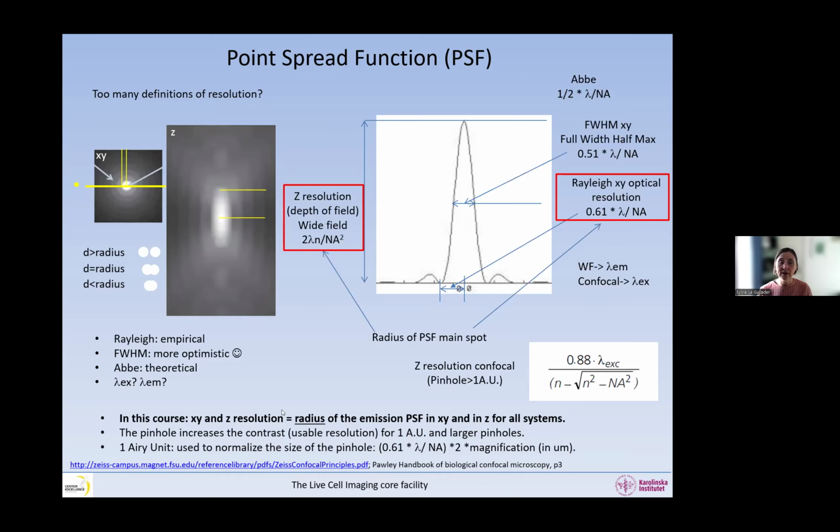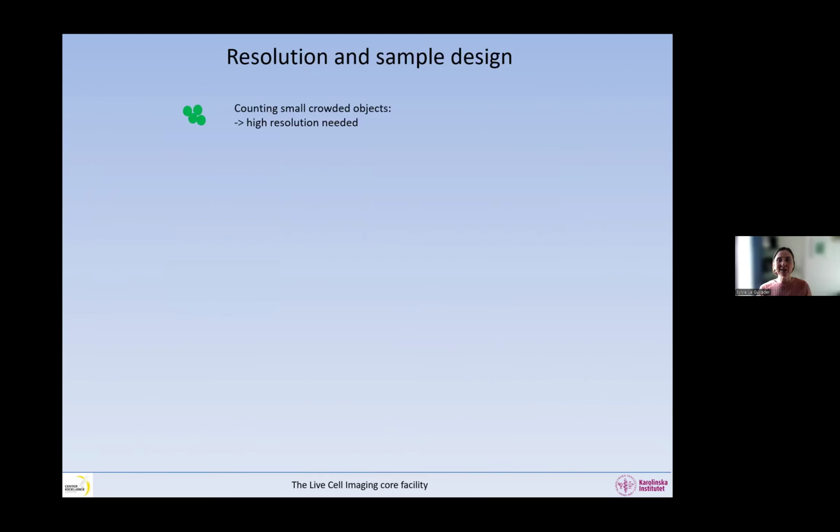And then one Airy unit, as we have said, is a way to normalize the size of the pinhole, and this is basically the diameter of the point spread function multiplied by the magnification. So we're going to use this equation with the emission wavelength, and then multiply by 2 and by the magnification. This is what we're going to use, and that's it. So anybody shoot me, it's okay. I've done my little explanation of why we use these resolutions.